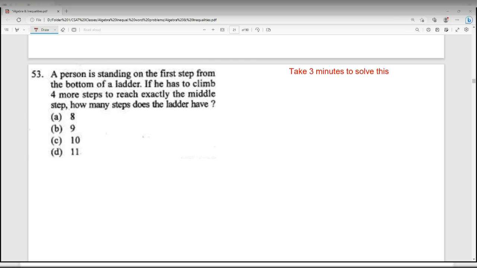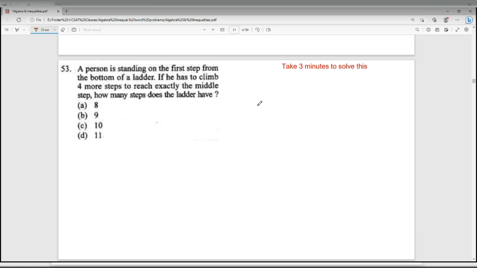60% have got option B. 40% have got option C. Again, even this question is not purely an algebra question, but we'll see how to go about this question. A person is standing on the first step from the bottom of a ladder. If he has to climb 4 more steps to reach exactly the middle step, how many steps does the ladder have? So let's draw a ladder here.